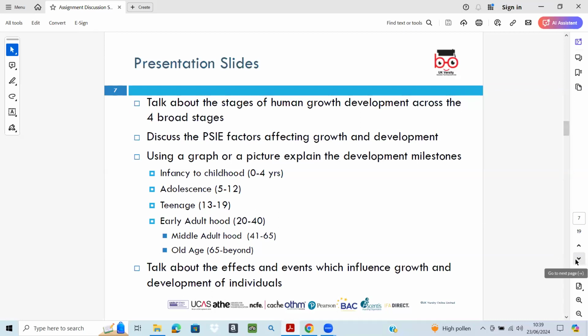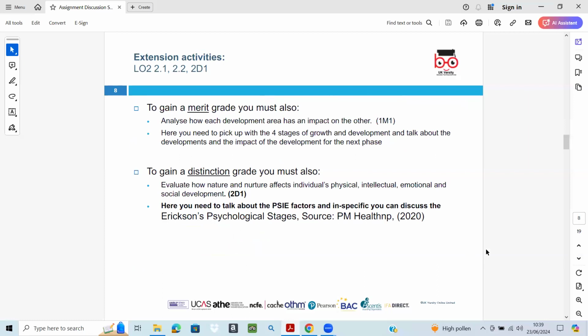So now for this slide, we have some extension activities. These are related with the learning outcome too, and it has the assessment criteria 2.1, 2.2, and the distinction criterion 2D1. Right. So to gain a merit grade, you must also include more.